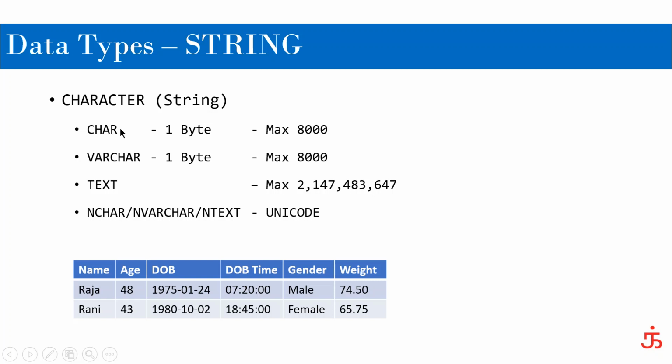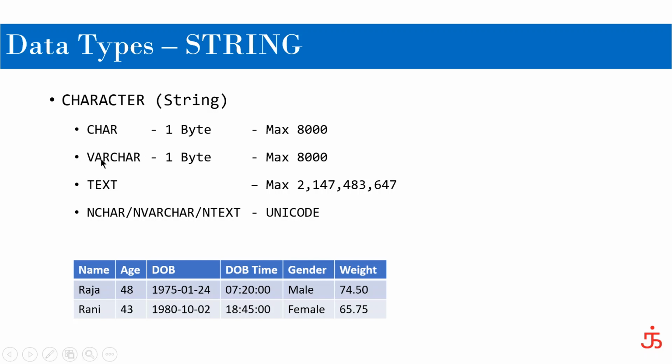How do you define it? Char of 20 in square brackets. You specify it like this, within the parentheses you need to specify the size. Char of 20 means it can accept 20 characters. For example, for names, we can define char of 40, so it can accommodate a person's name of up to 40 characters.